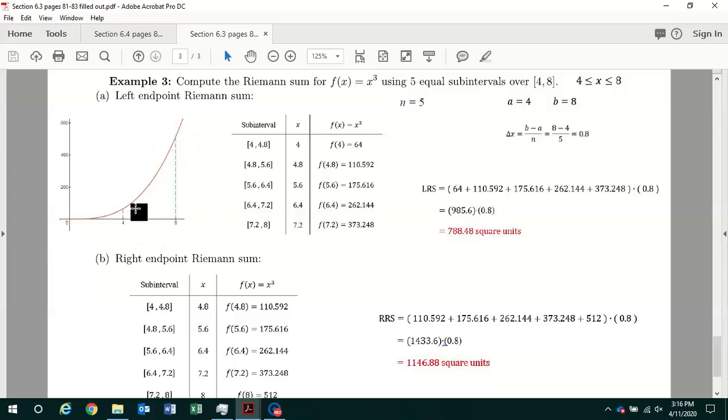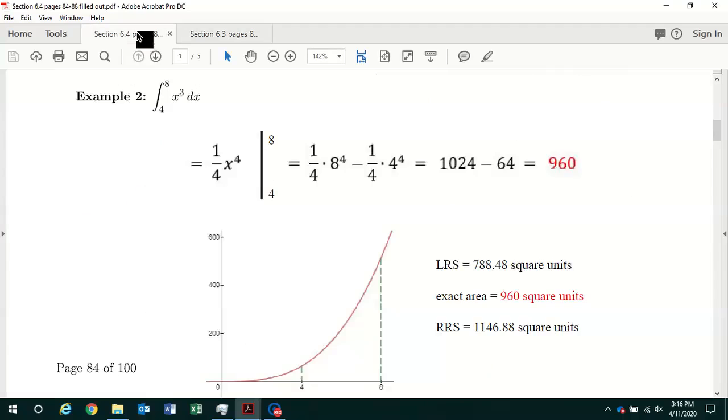We estimated this area under the curve and above the x-axis from x equals 4 to 8, using a left endpoint Riemann sum and a right endpoint Riemann sum. And with the left endpoint Riemann sum, we estimated that area to be 788.48 square units. With the right endpoint Riemann sum, we estimated that area to be 1,146.88 square units. So I've rewritten that information here.